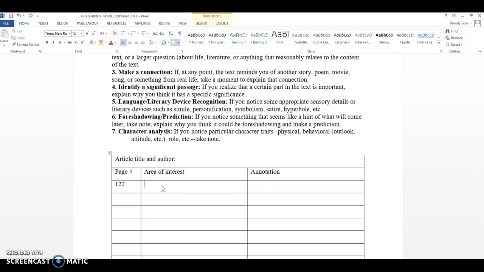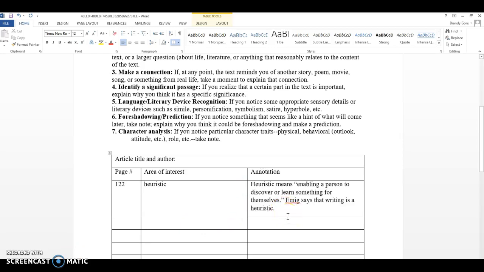Maybe it's an unknown word. Maybe you have a word that you did not know the meaning of. For instance, the word on page 122, heuristic. I don't know about you, but that's not a word I use every day. So when you look it up, you may find that heuristic means enabling a person to discover or learn something for themselves. Emig says that writing is a heuristic. So this is a perfectly fine annotation for the fact that we have an unknown word, heuristic, on page 122.